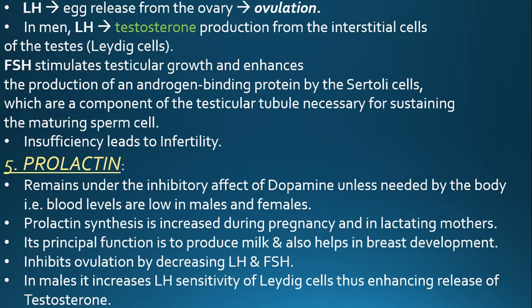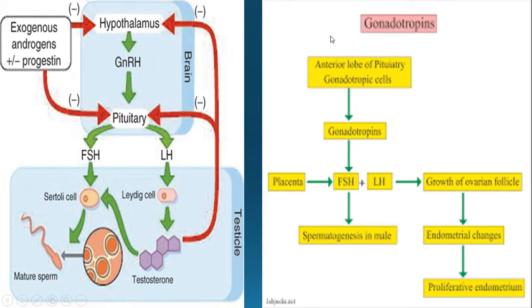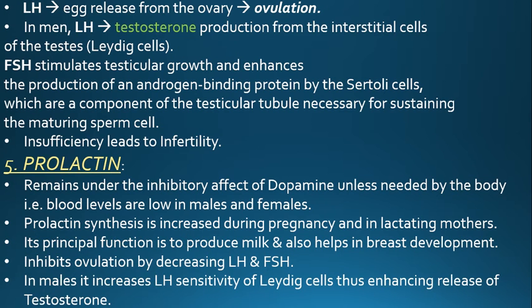What these hormones do in males is that LH acts on the Leydig cells of the male testicles to produce testosterone, which acts on the Sertoli cells, which helps in the maturation of sperm. And the FSH also directly acts on Sertoli cells and causes release of an androgen binding protein, which is necessary for sustenance of the maturing sperm. And if these hormones are not produced in sufficient quantity, then it leads to infertility.